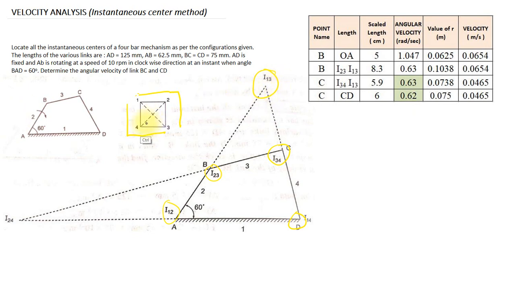After that you have to find 24. So 24 will be like this. So 24 will be 12 and 14. Where is 12? 12 is here and 14 is here. So extend that particular line. Then next is 43 and 23. 23 is here and 34 is here. Extend that particular line and they will meet at a point I24. So thus we can locate the instantaneous centers.